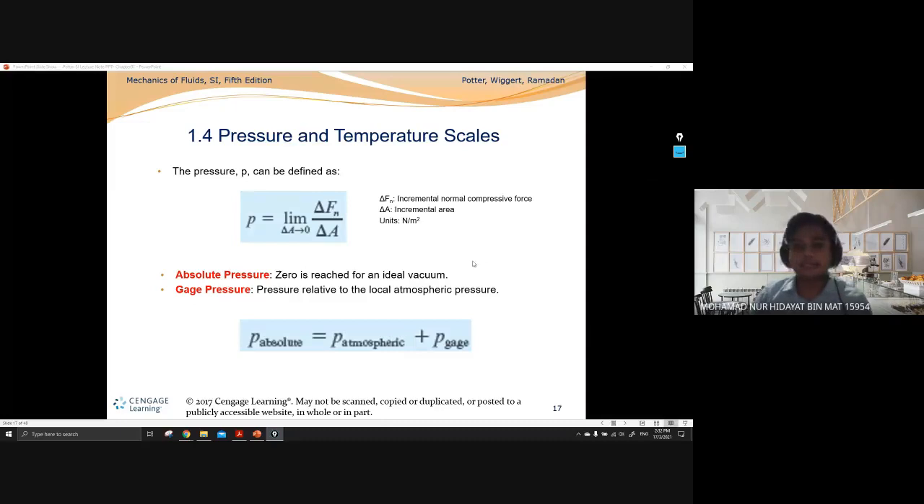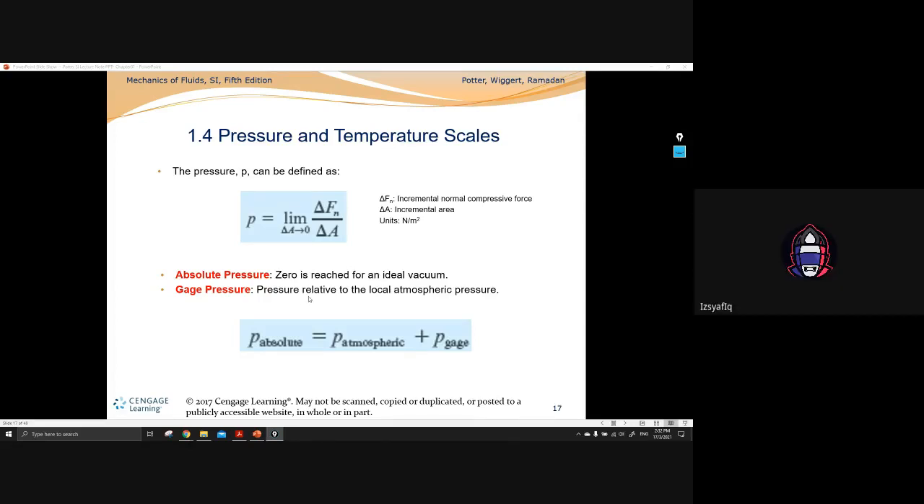Okay, this is the pressure. I believe you understand. The pressure is the force over area, absolute pressure, and the gauge pressure. So what do you know about the absolute pressure and the gauge pressure? Everyone? Absolute pressure is a pressure that will not be negative. It always lies on a positive value.